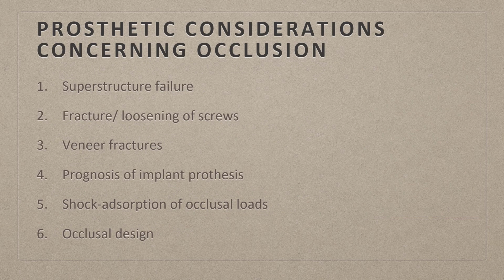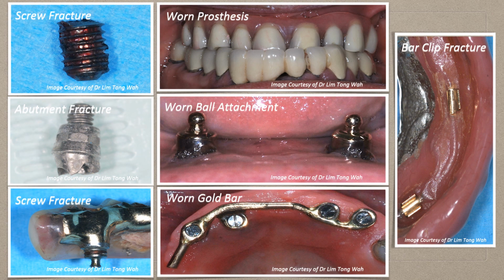There are several prosthetic considerations concerning occlusion, including superstructure failure, fracture or loosening of screws, veneer fractures, prognosis of implant prosthesis, shock absorption of occlusal loads and occlusal design. These images are some examples of mechanical complications of implant superstructures, including fracture of screws, fracture of abutment, worn prosthesis, worn attachments and fracture of bar clip, and most of them might be associated with occlusal overloading.